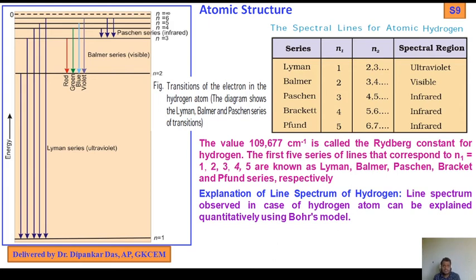So I have discussed the spectral lines of atomic hydrogen for 5 series, that is Lyman, Balmer, Paschen, Brackett and Pfund. In case of Lyman, the N1 value is 1 and the N2 value is 2, 3, 4, 5, 6, and so on. That means N2 to N1 transition, N3 to N1, N4 to N1, N5 to N1, N6 to N1, so we get 5 transitions. In case of Balmer, starting from 3 to 2, 4 to 2, 5 to 2, 6 to 2, so you get 4 types of transitions. So that is the spectral lines of the atomic hydrogen.